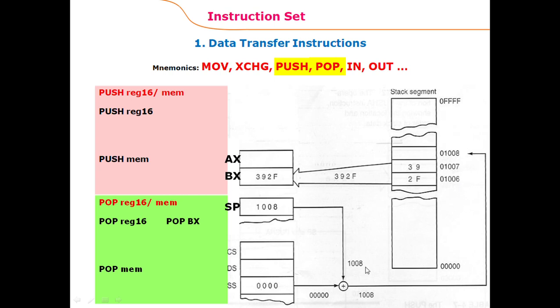So the stack pointer content initially was 1006. When 2 is added, it becomes 1008. So at the end, the stack pointer would point to this location because the stack pointer has been incremented by 2. So now the updated value after executing this instruction is 1008. The stack pointer now points to this location. This is the location where the stack pointer points to. So this is how POP BX would pop a 16-bit value from the top of stack and store it into the BX register.